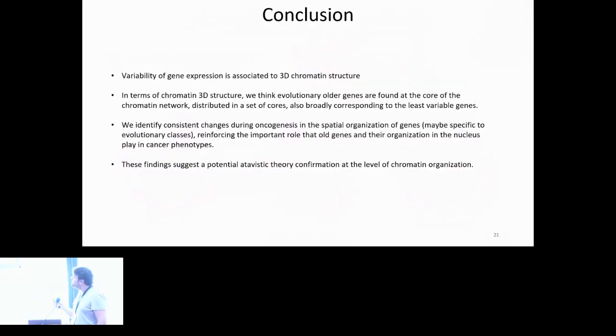So in conclusion, variability of gene expression is associated with 3D chromatin structure in monocytes. In terms of chromatin 3D structure, we think evolutionarily older genes are found in the core of the chromatin network, distributed in a set of cores, also broadly corresponding to the less variable genes. We identify consistent changes during oncogenesis in the spatial organization of these genes, maybe in specific evolutionary classes, reinforcing the important role that old genes and their organization in the nucleus play in the cancer phenotype. This finding suggests a potential atavistic theory confirmation at the level of chromatin organization.